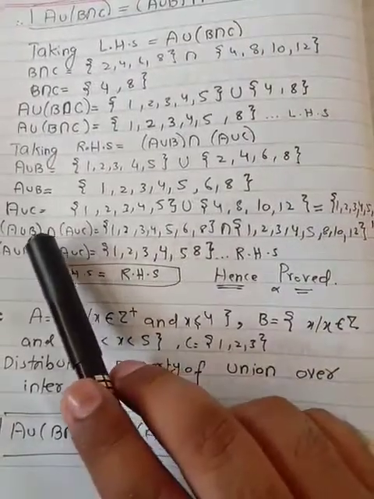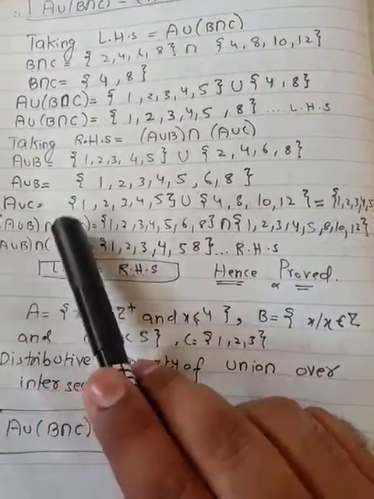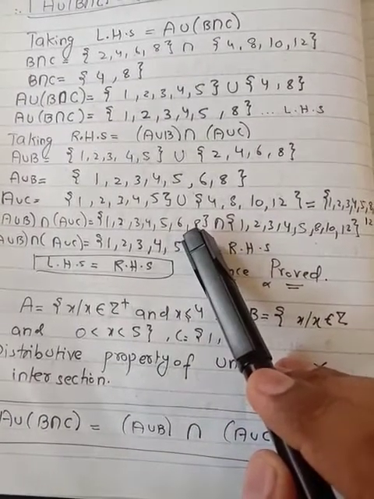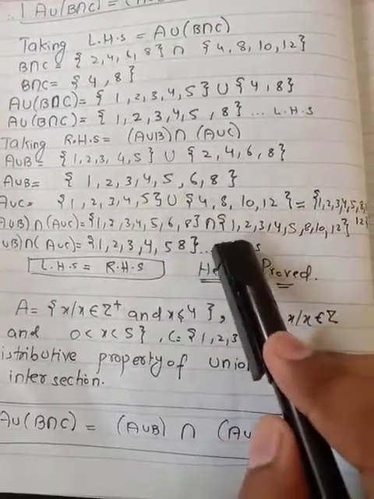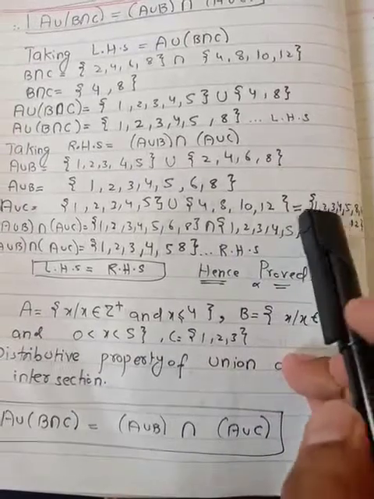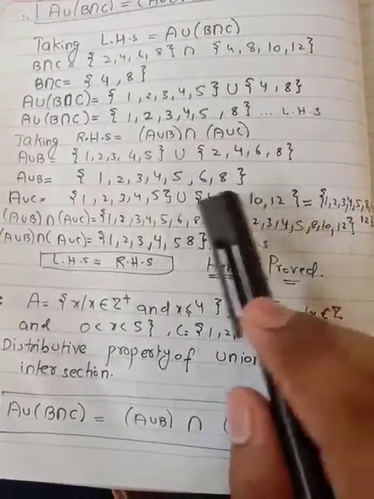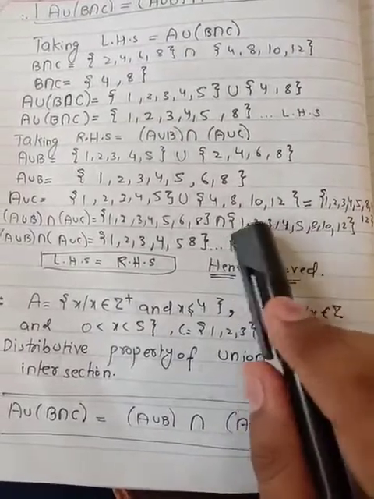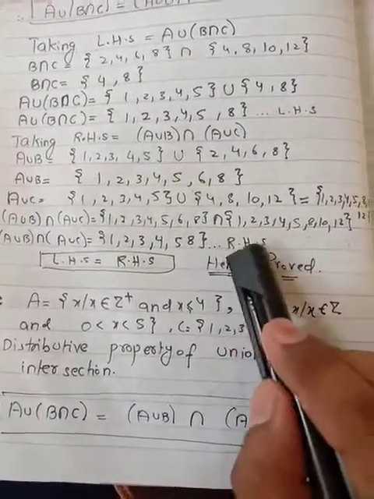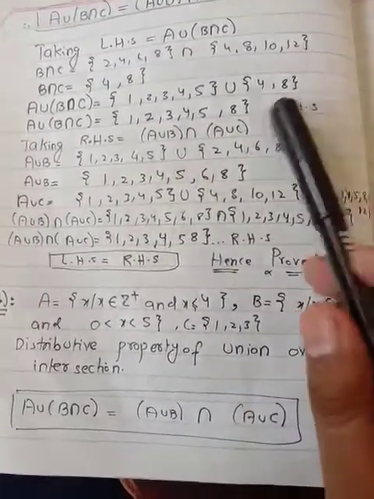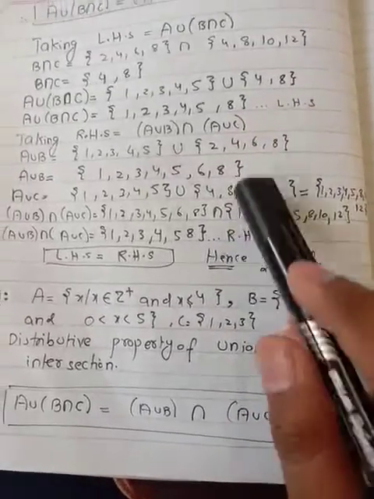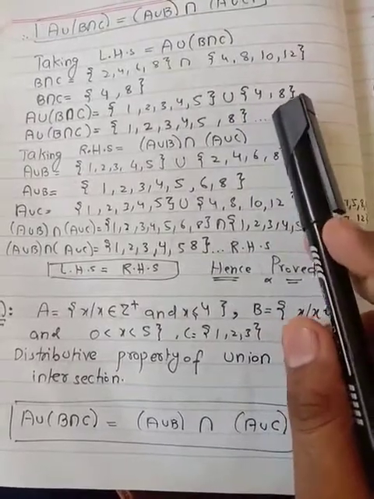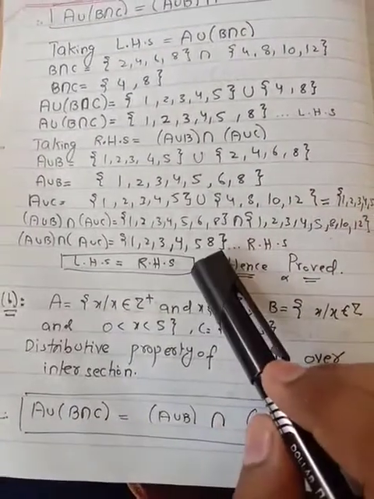Now we will find the intersection between A union B and A union C. A union B is 1, 2, 3, 4, 5, 6, 8 and A union C is 1, 2, 3, 4, 5, 8, 10, 12. The intersection of both sets will be 1, 2, 3, 4, 5 and 8. This is our right hand side. So we can see that this is the left hand side and this is the right hand side. The answer of both sides is the same: 1, 2, 3, 4, 5, 8. Hence left hand side equals right hand side.